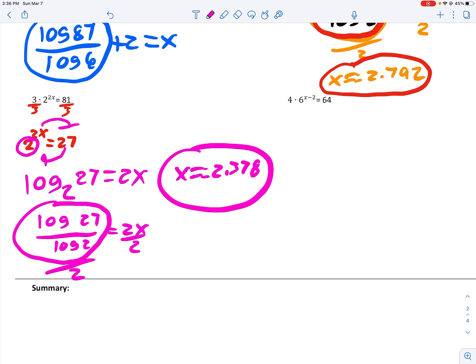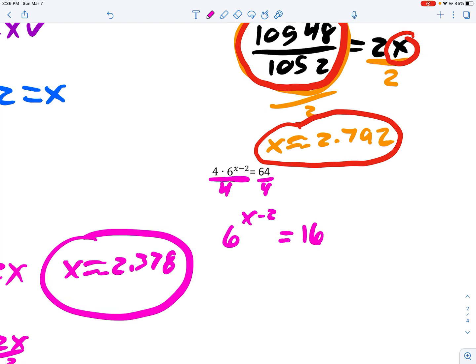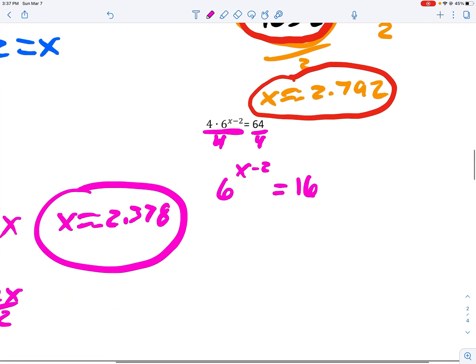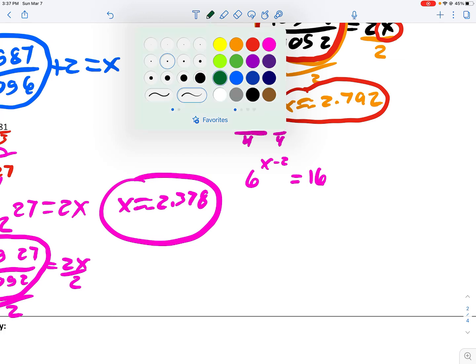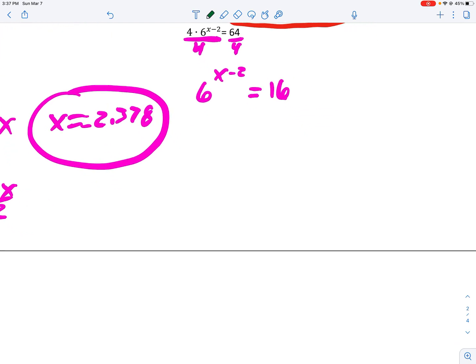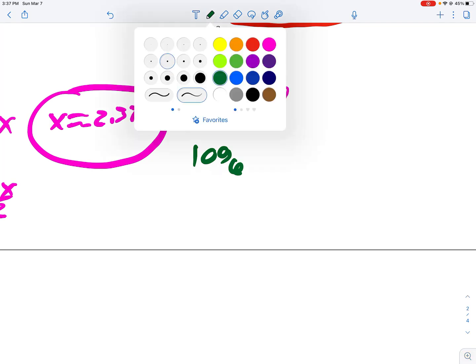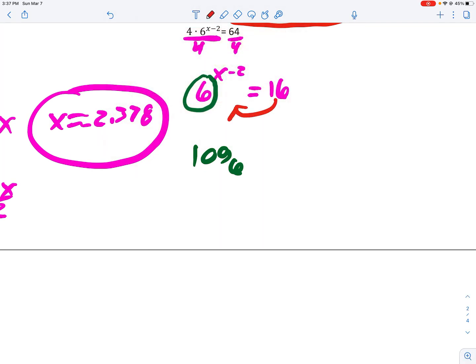And then the last example, same idea. I want 6 to the x minus 2 by itself, so I'm going to divide both sides by 4. So I'm going to get 16. So again, it would be great to rewrite this so both sides would have the same base, but that's not going to happen without decimals. So I'm going to go into log form. So here's your base of your log. Log base 6. The 16 and the x minus 2 are going to switch sides of the equal sign.